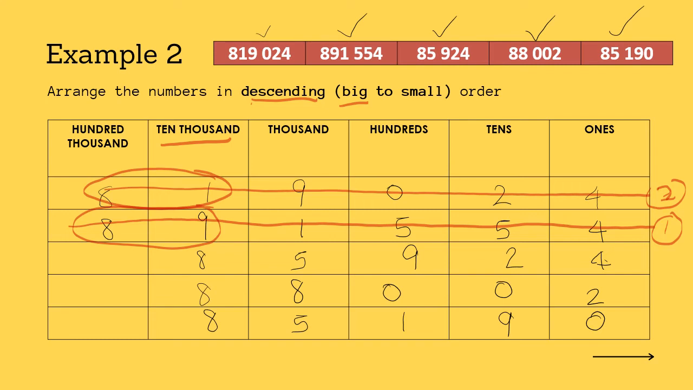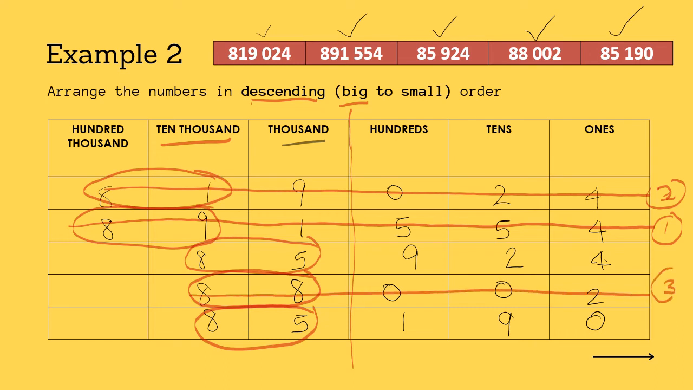which is 1,000. So here we have 85,000, we have 88,000, and we have 85,000. So let's compare 85, 88, and 85. Between 88 and 85, 88 is the bigger number. So we're going to scratch it off from the list. That will be the third number we are going to write later on.